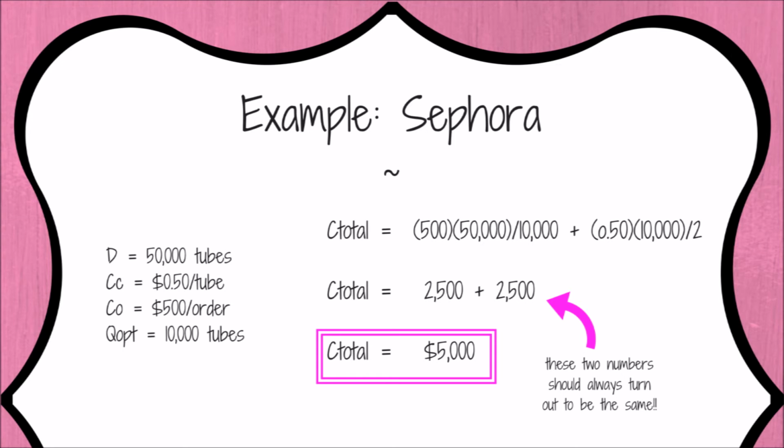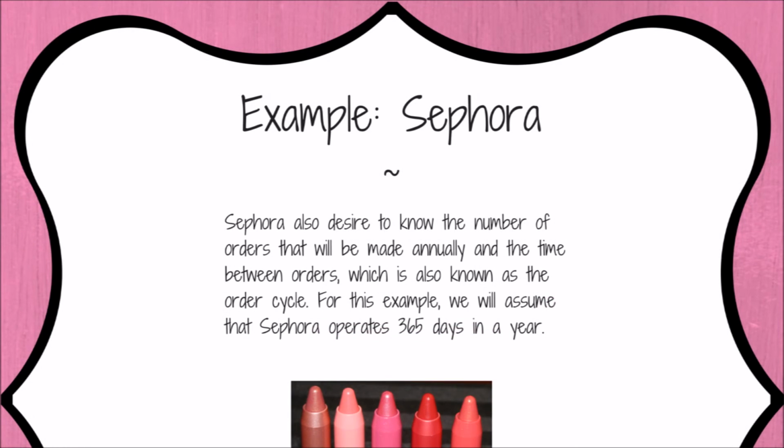Now to know that you're doing it right, you see how both these numbers here are 2,500? Well, that's for a reason. Those two numbers should always be the same. So we just need to add that up, and you'll see that the total cost is $5,000.